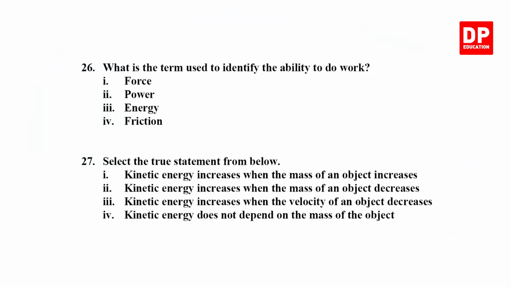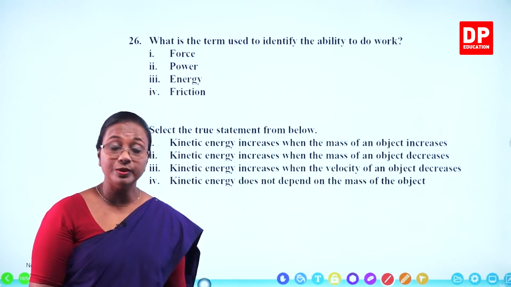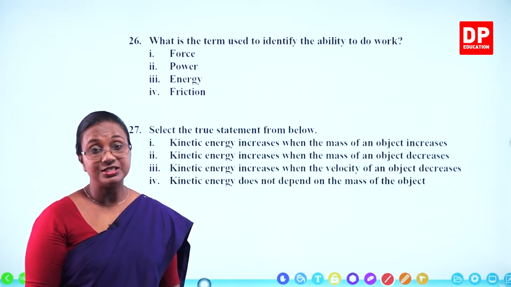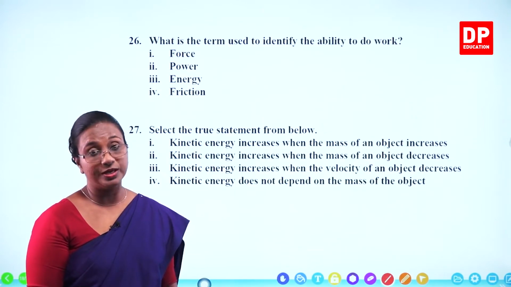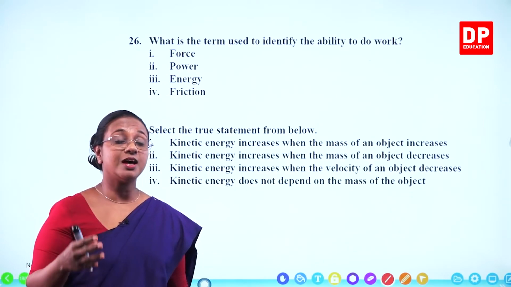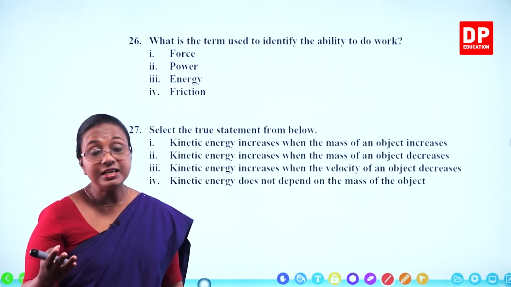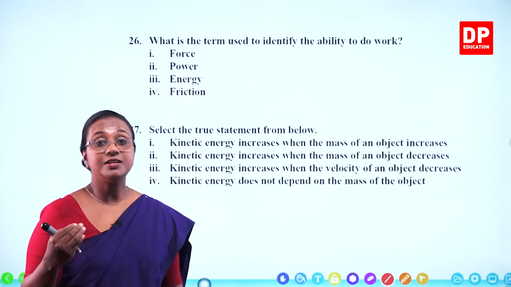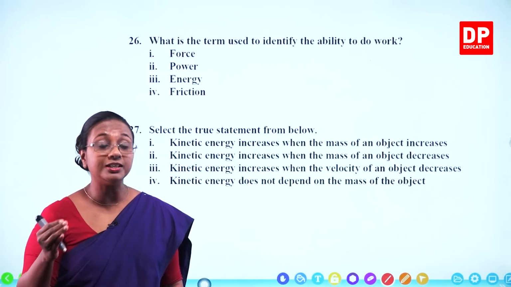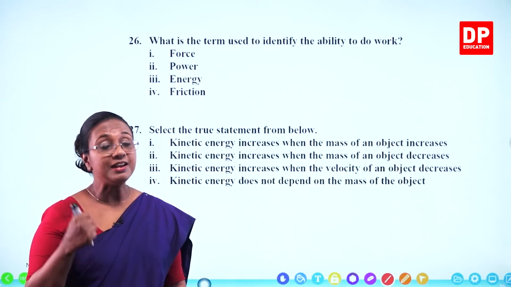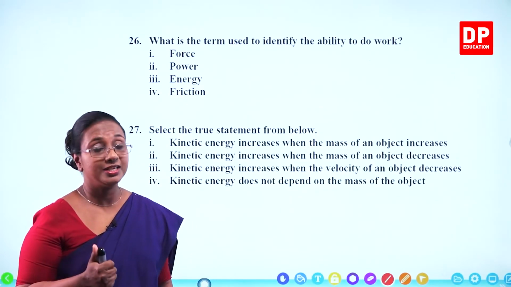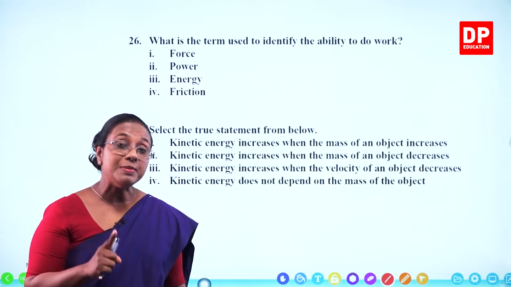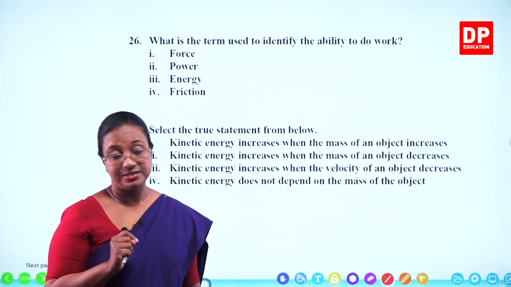Question number 26. What is the term used to identify the ability to do work? That is energy. Energy is the ability to do work. There are different forms of energy like sound energy, light energy, heat energy, mechanical energy, electric energy. All these different types of energy help us to do work in our day-to-day life. And under that, we have discussed potential energy and kinetic energy in detail. So the ability to do work is energy.